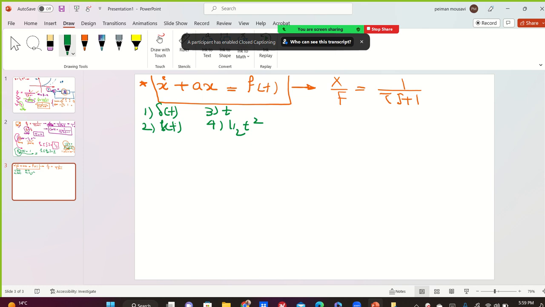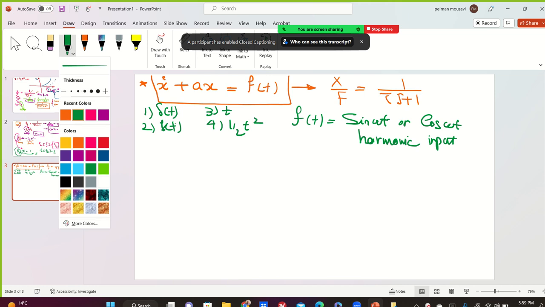But sometimes your f of t is harmonic, sine omega t or cosine omega t. Harmonic input. So what's the difference between harmonic and periodic, guys? Do you know that? If you don't know, go and Google it.